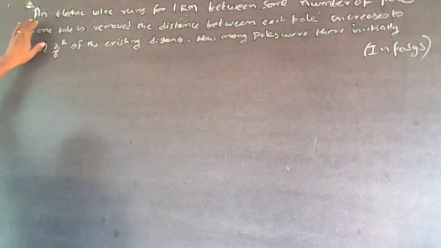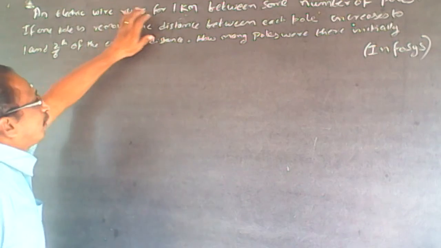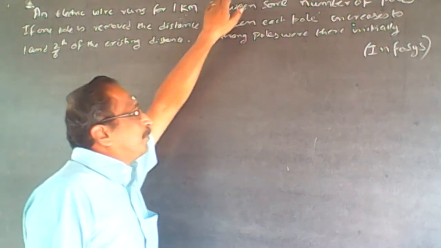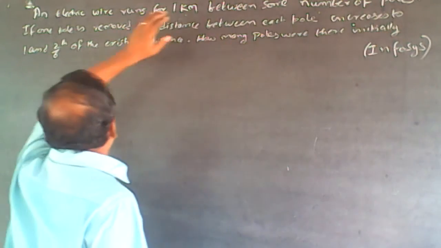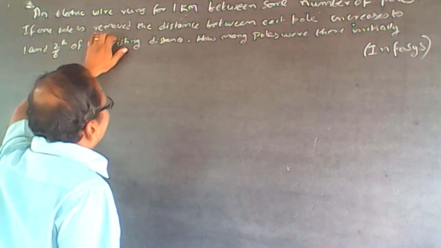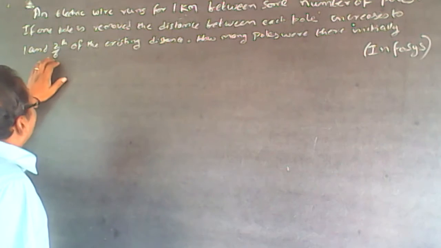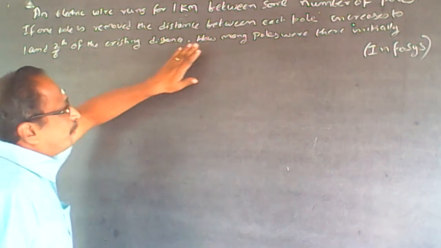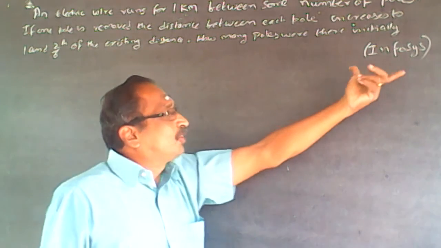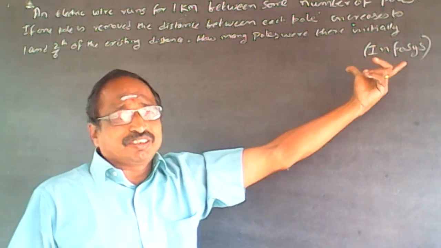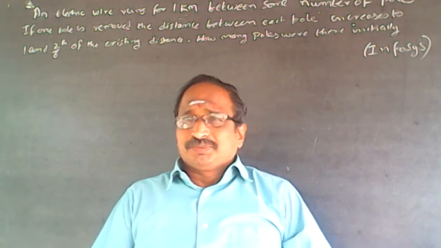The question is, an electrical wire runs for 1 kilometer between some number of poles. If one pole is removed, the distance between each pole increases to 1 and 2/6 of the existing distance. How many poles were there initially? This question has been asked in Infosys.